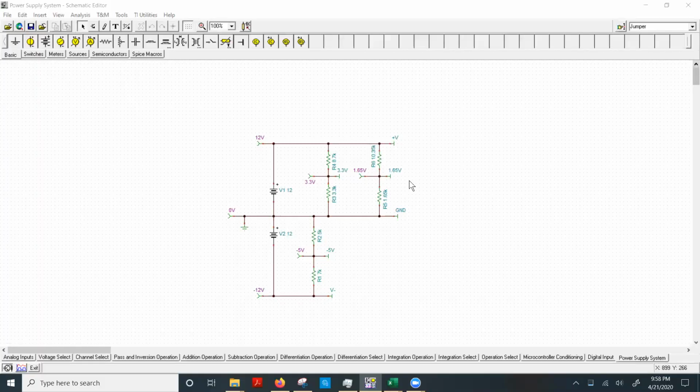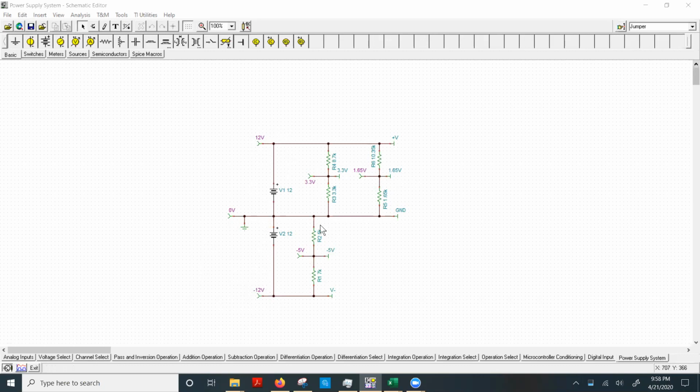Our DAQ system is powered by a plus/minus 12 linear power supply, as seen here with this plus 12 and minus 12. However, throughout the system, we often need to tap off reference voltages to be used. So in order to create these reference voltages, we can create them from our plus/minus 12 power supply by using a voltage divider ratio and resistors.